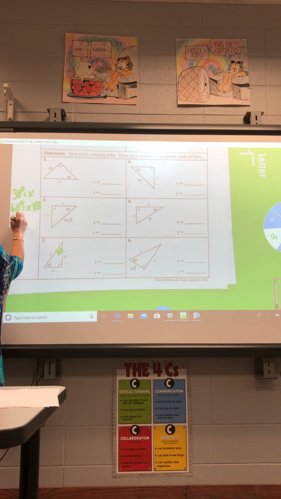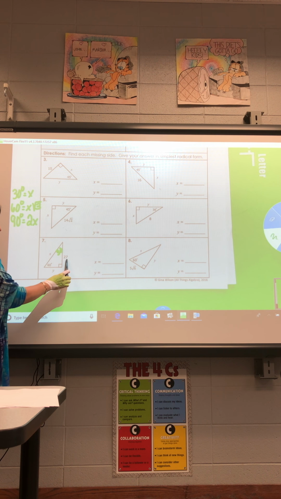So 90 is equal to 2x, okay? So what I've got to do, I've got to figure out what x is so that I can figure out any of the other measures. Because you notice the 30, the 60, and the 90, they all revolve around x, don't they? They just have something multiplied to the x. So let's see what we got.